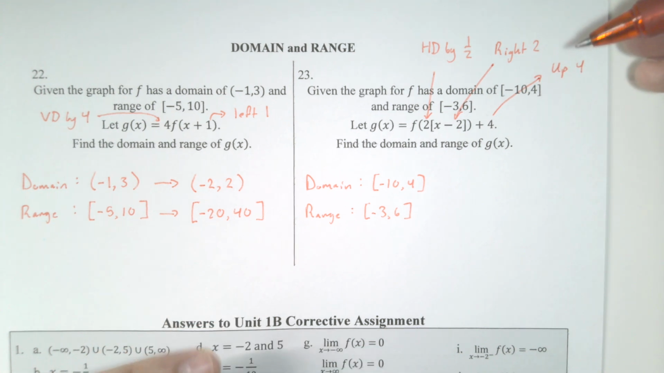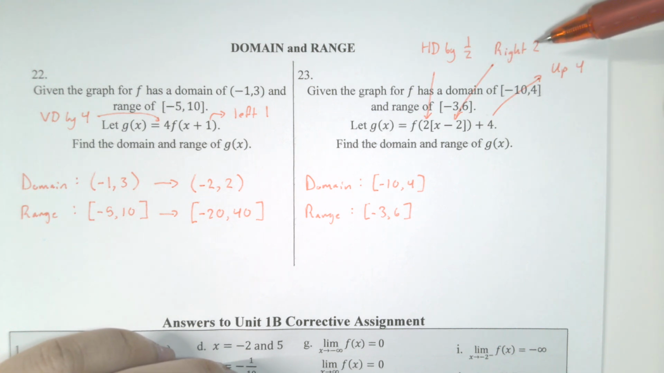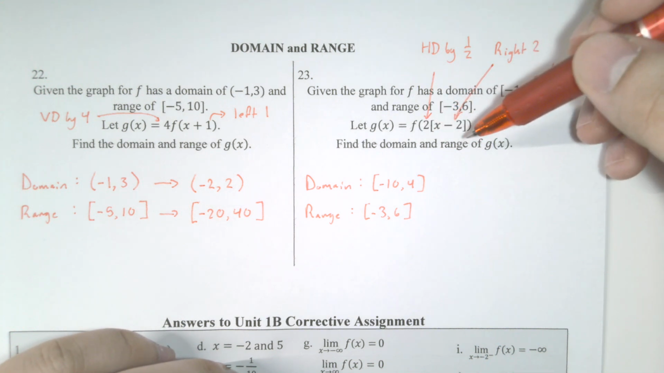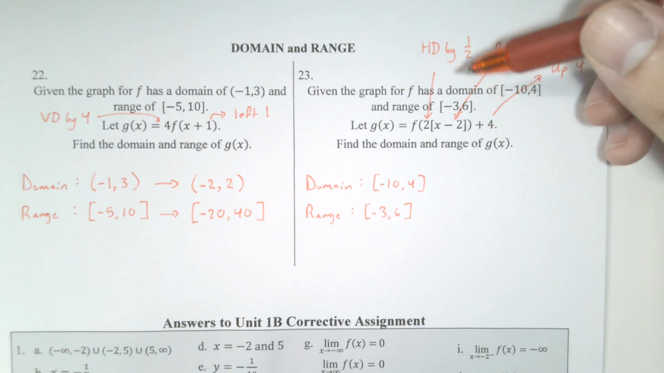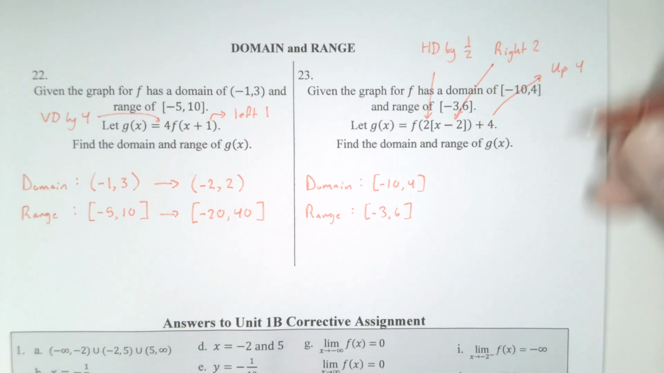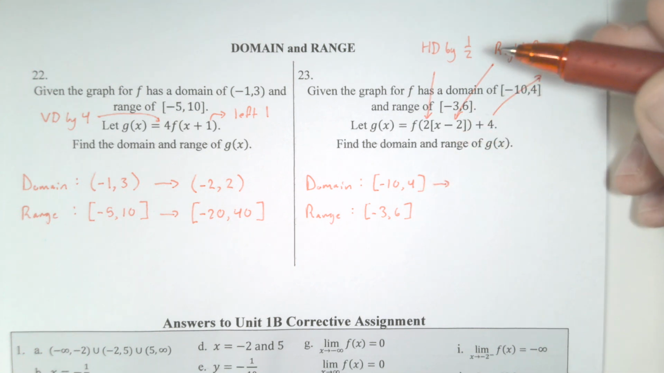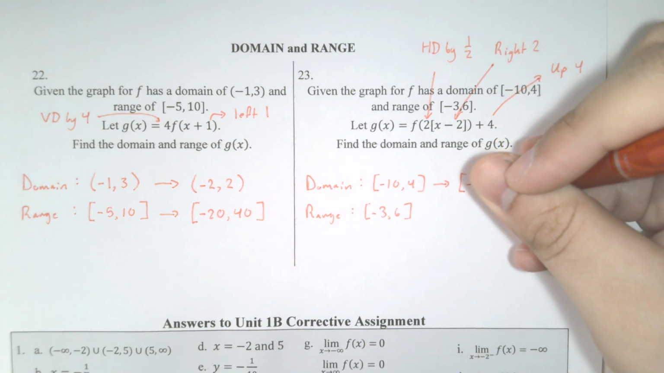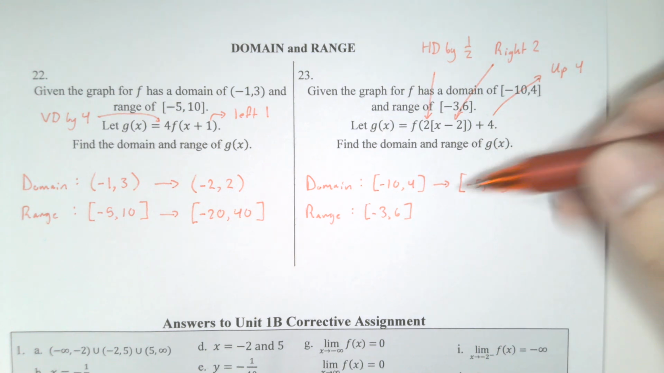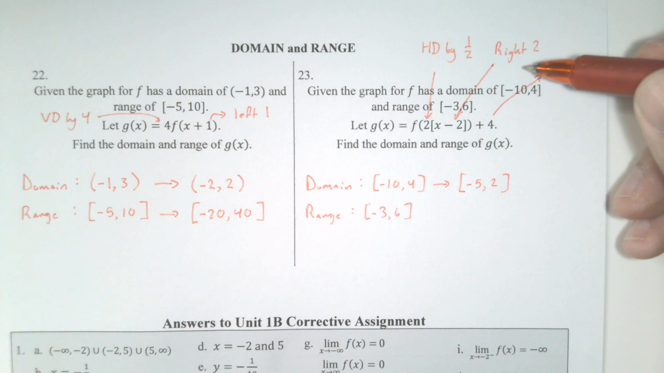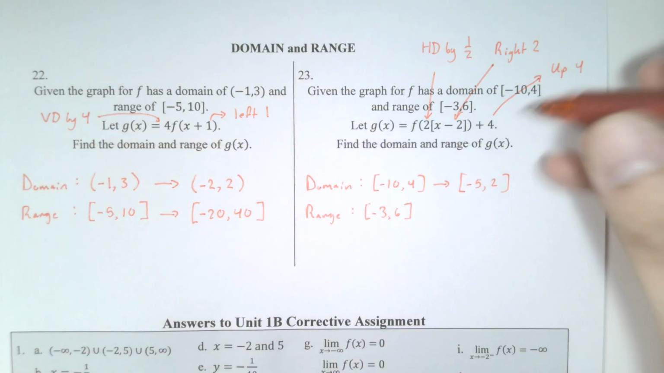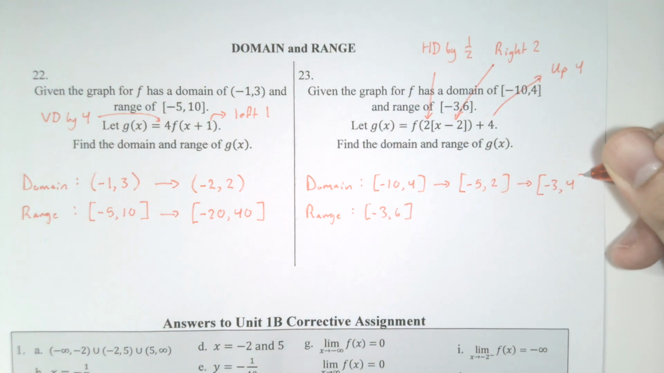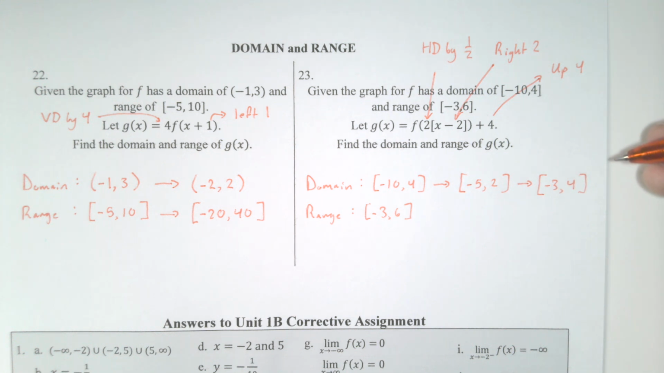So let's look at the ones that affect our domain. That's going to be the horizontal dilation and being moved right 2. Everything on the inside of the parentheses of f of whatever. So first we do the horizontal dilation, and then we'll move everything right. So if we do the horizontal dilation, all of the x values get multiplied by 1/2. That means that we now get -5, 2, because all of this gets multiplied by 1/2. And then moving it right 2, everything's going to have 2 added to it. So that's going to give us -3, 4. And this is our new domain.